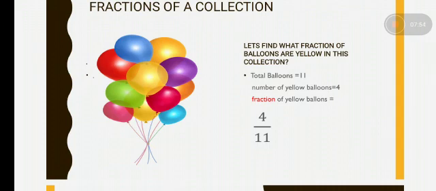Now what fraction of balloons are green in this? There is only one green balloon and total balloons are 11. So 1 upon 11 is the number of green balloons. So we can find fractions of a collection like this.